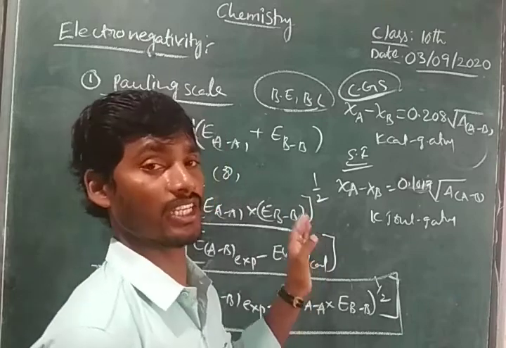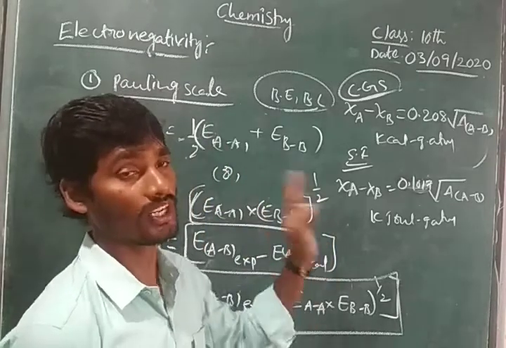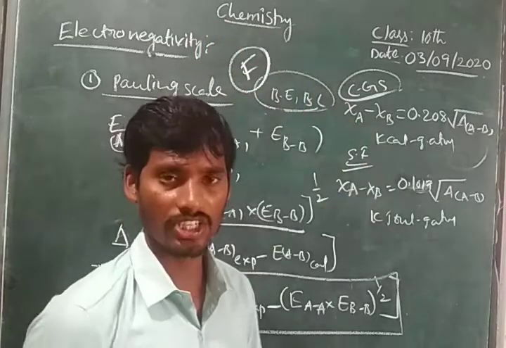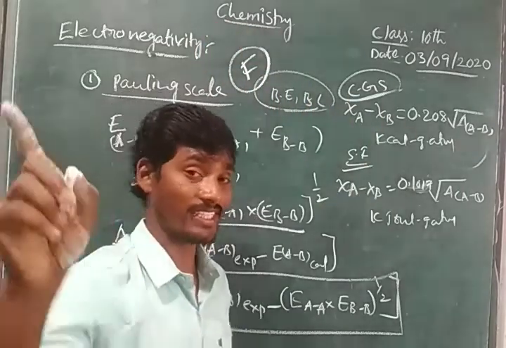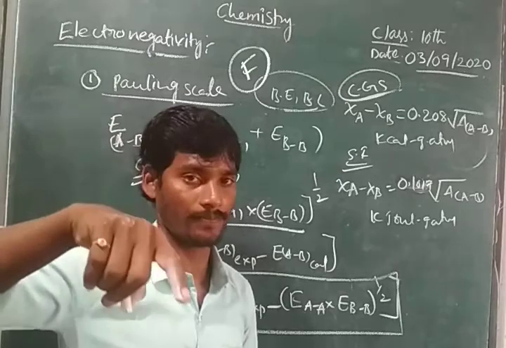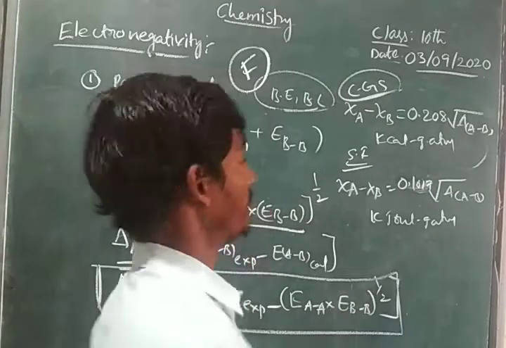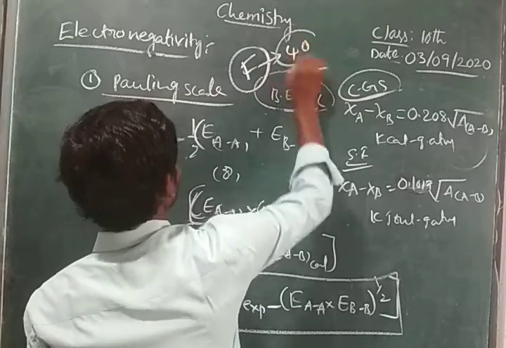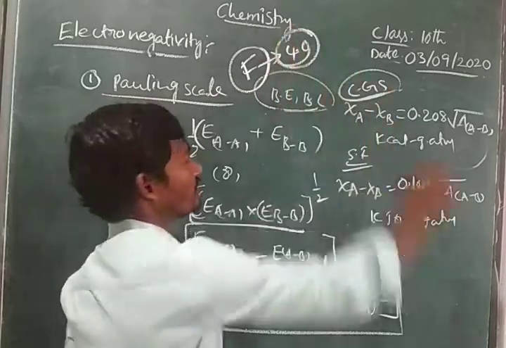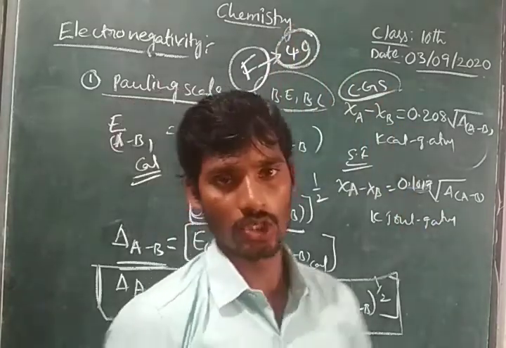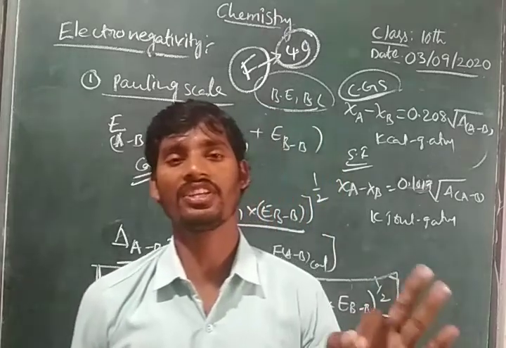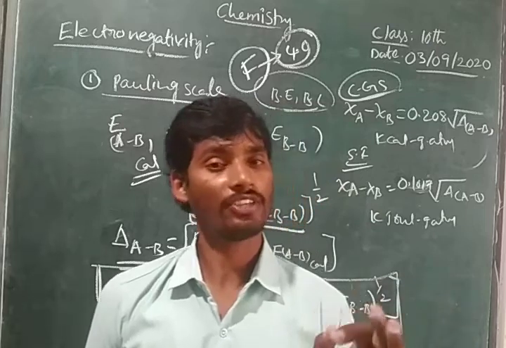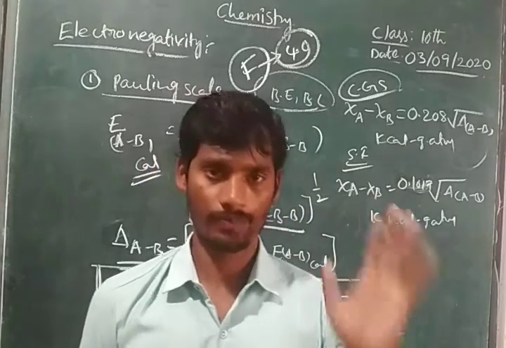According to the Pauling scale, the highest electronegativity element is fluorine. What is the value of the electronegativity of fluorine? That is 4.0. The highest electronegativity element is fluorine, and the electronegativity of fluorine is 4.0.